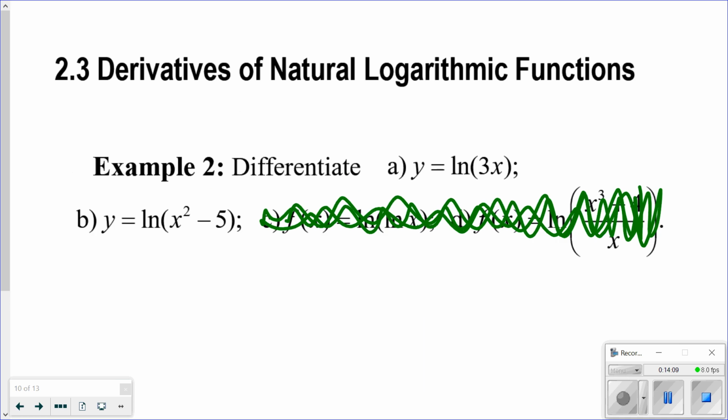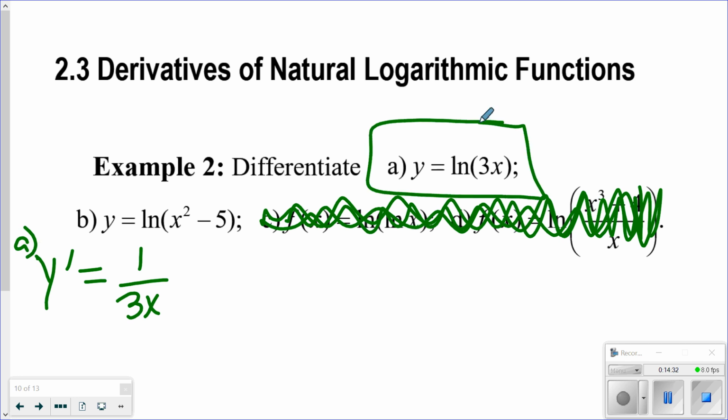Okay, go ahead and try 1 and 2 on this page, or A and B, I'm sorry. And I will go ahead and jot the answers down for you. Okay, pause the video if you want to try them on your own and not see the answers. Okay, remember, 1 over, this is for part A. So we're doing this one first. Okay, 1 over 3x times the derivative of 3x, which is 3. So I have 3 over 3x. Those 3's divide out, and I'm left with 1 over x.